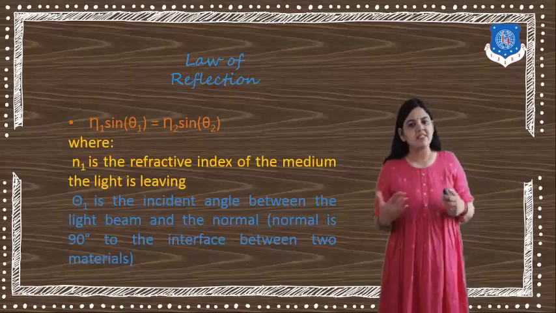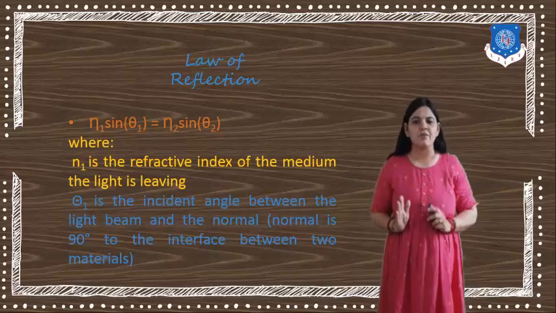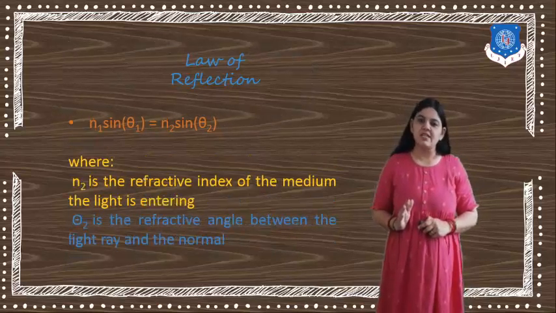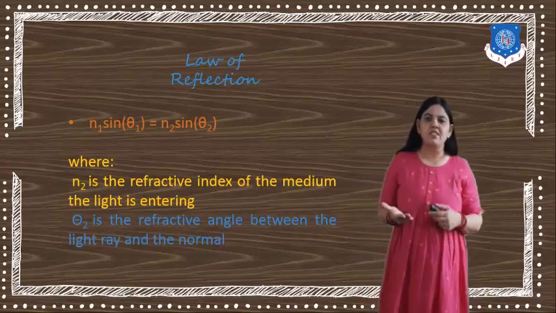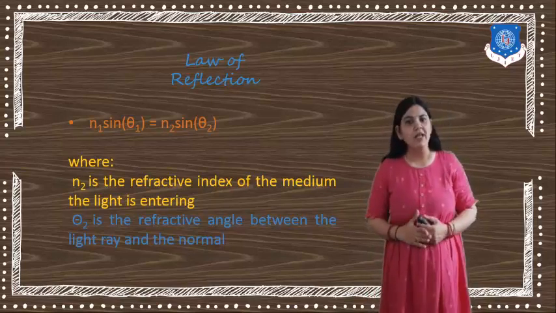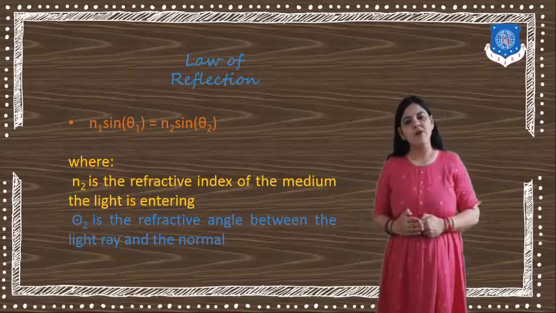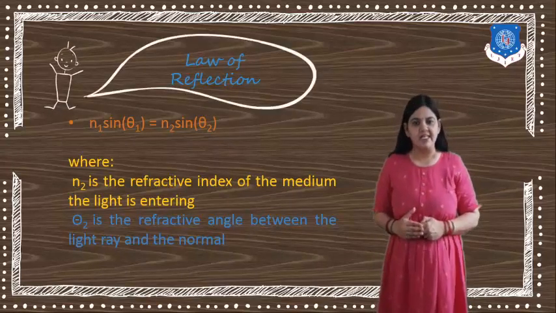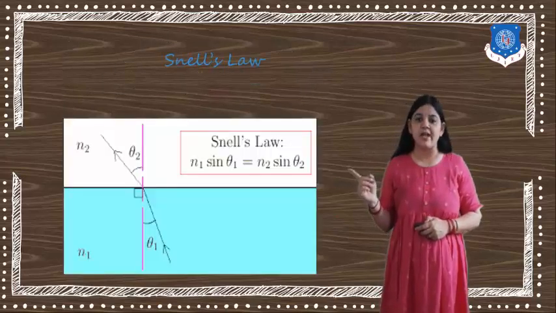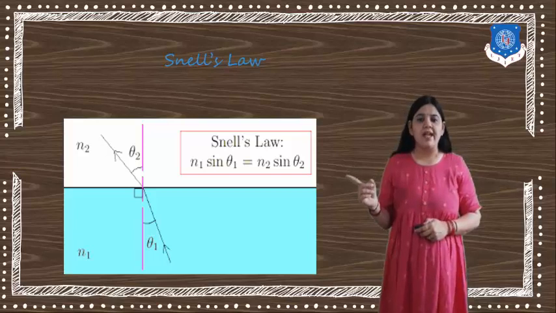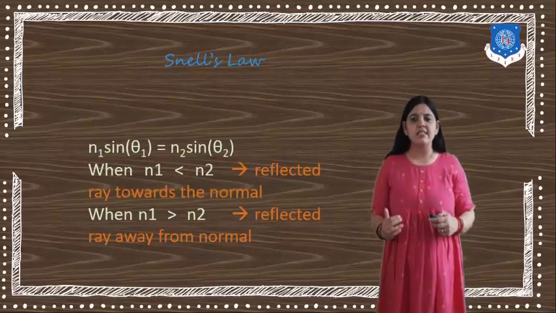Theta 1 is the incident angle between the light beam and the normal axis. Theta 2 is the refracted angle between the light ray and the normal, and N2 is the refractive index of the medium the light is entering. So what is Snell's law? N1 sin theta 1 is equal to N2 sin theta 2.